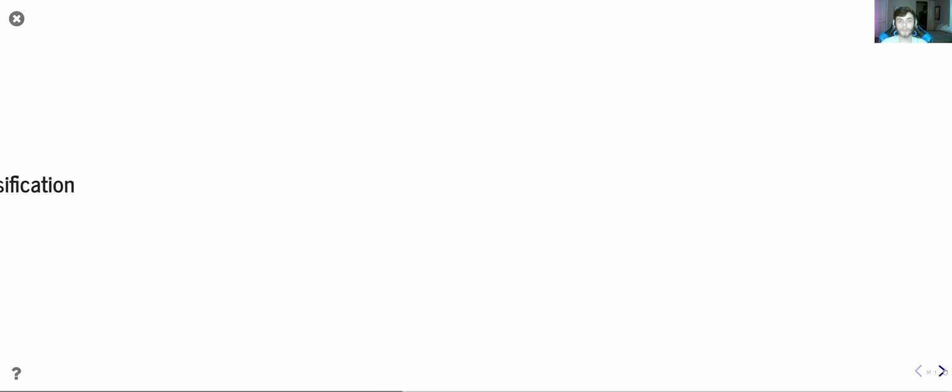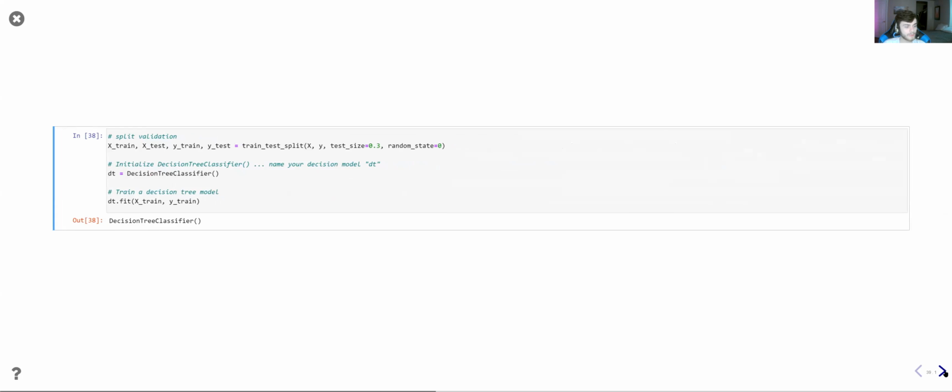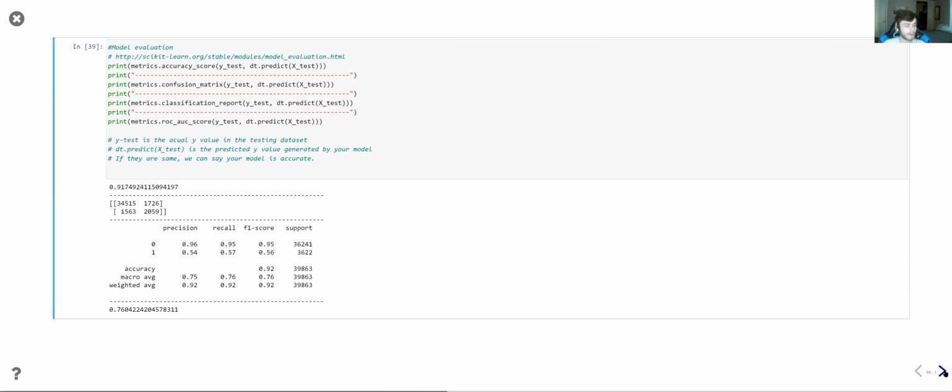We're going to move on to classification now. Looking at decision tree first, we want to declare our X and Y variables as the cancellation as Y, and everything except for it as X. And when we run our decision tree, using every single variable we get an overall accuracy of 91.75% with an area under curve of 76%, so not bad.